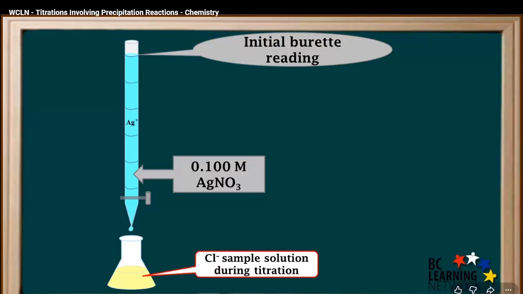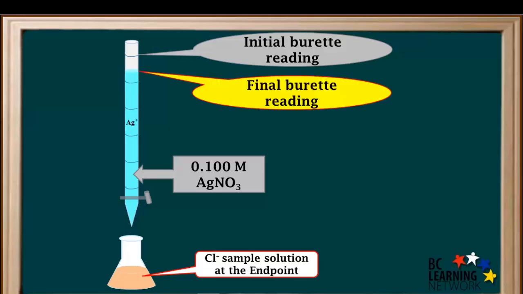Then we begin the titration, adding drops very slowly while swirling the flask. As soon as the endpoint is reached, we close the stopcock, stop the titration, and record the final burette reading of the AgNO3 solution.